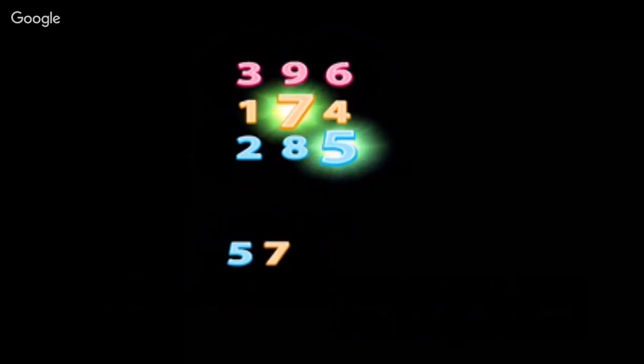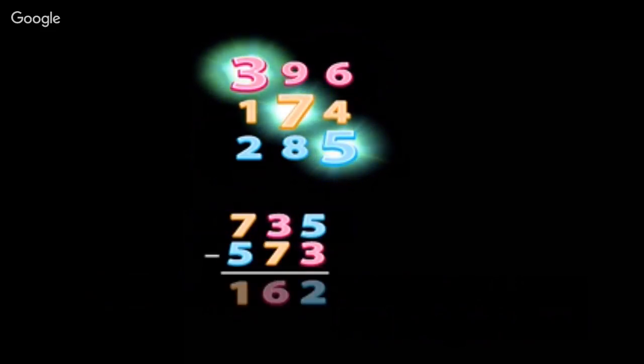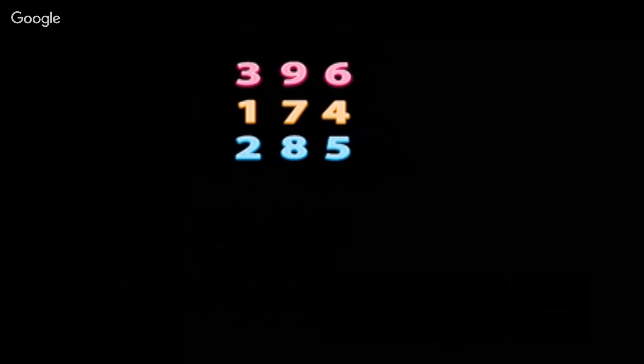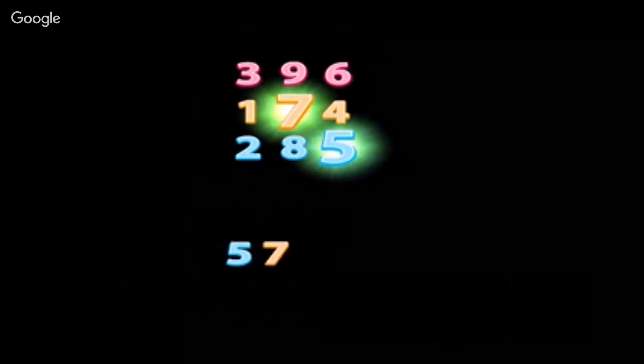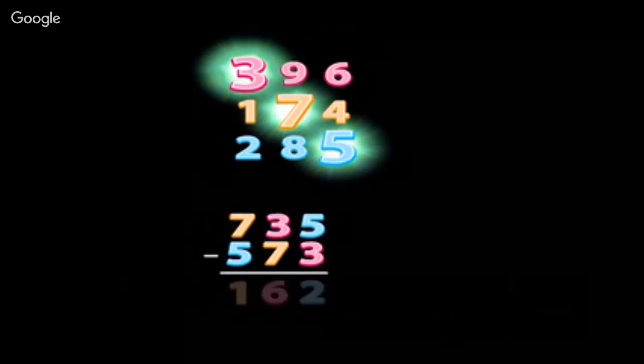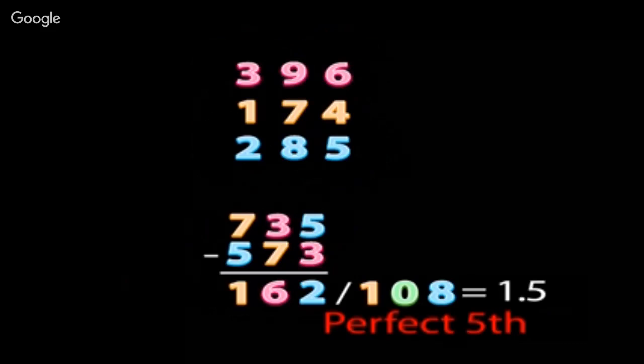This one I start at the 5, go through the middle to the 7 and the 3, and I subtract that from its shifted pair, and I get 162. Divide that from the 216, and I get a perfect fourth. On this last one, I start at the 5 in the lower right and go diagonally up to the left, and I subtract that out from its shifted pair, and I get 162. And I divide that by an octave of the 432, and I get a perfect fifth.